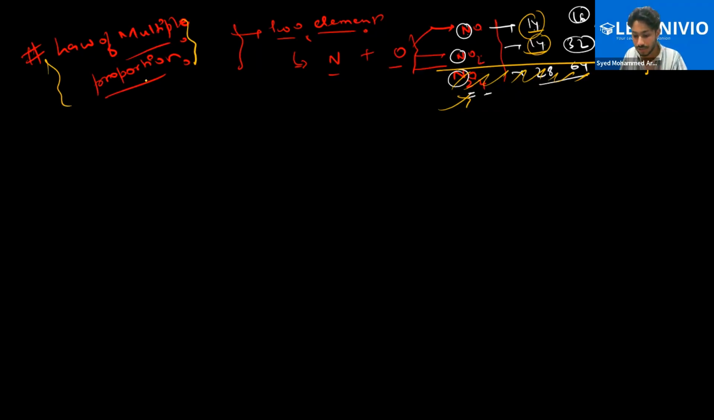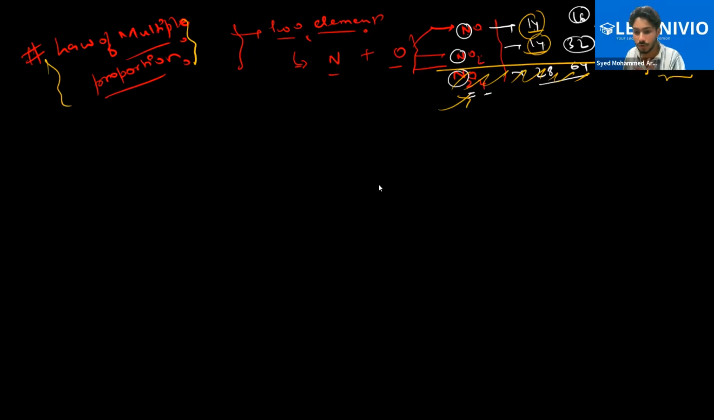What does multiple proportion say? If I have two elements, and from these two elements I form more than two compounds, or a number of various different types of compounds, then the other element which is not fixed is going to be divided into a simple whole number ratio, like this: 32 is to 60, like 1 is to 2 is to 4, a whole number ratio.